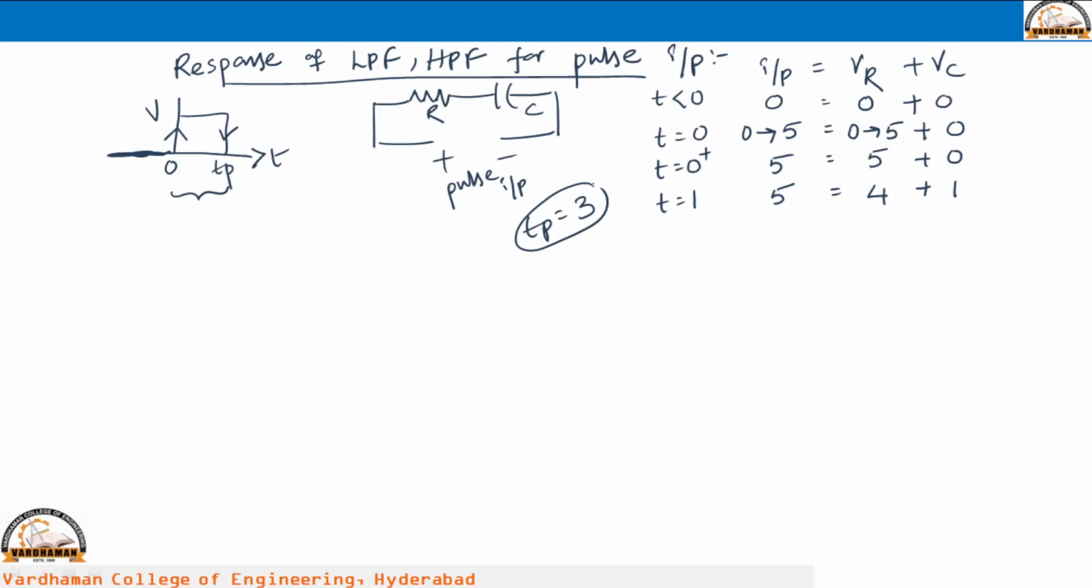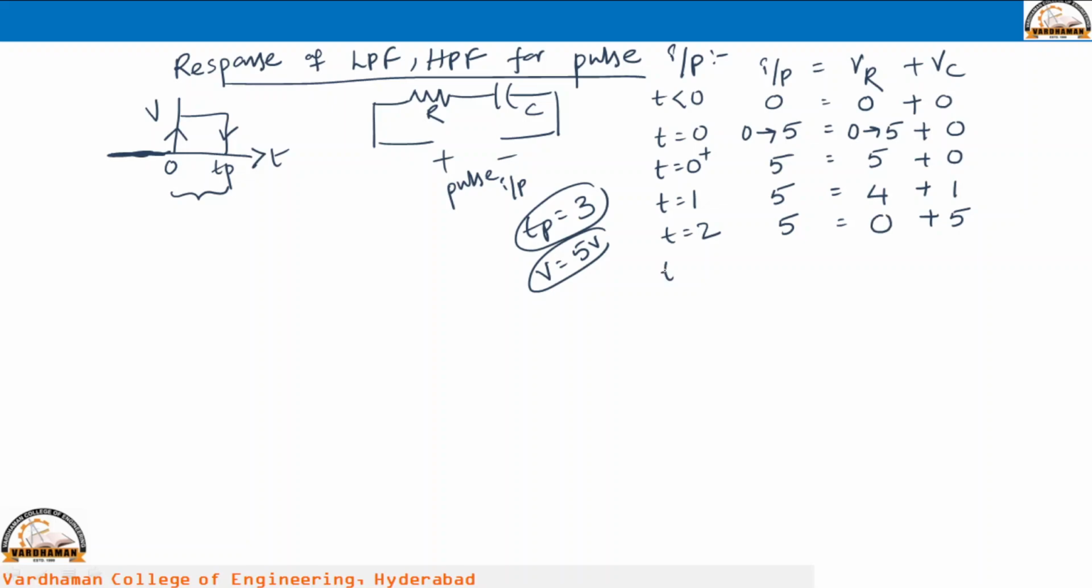Okay, that means the input is maintaining V volts for 3 seconds only. That V volts also we will take as one value, that is 5 volts. Okay, input is available with 5 volts amplitude. So, at t is equal to 2, input is 5 only, but the capacitor is charged up to, for example, 5 volts. Okay, it charged up to 5 volts within 2 seconds only. Okay, and then to satisfy the KVL, resistor voltage must be reduced to 0.